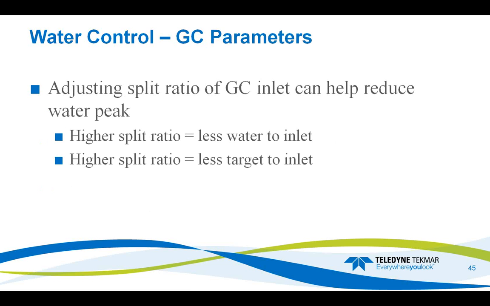Okay, controlling water on the GC side of things, we can adjust our split ratio. So a higher split ratio means more of that desorbing gas coming to the inlet is going to be blown off to vent. Less of it's going to go onto the column. So a higher split ratio means less water is going to go into the inlet onto the column. But it also means that less of our target compounds are going to go into the inlet as well. So we're going to be blowing some portion of those off also. So if we have our split ratio set too high, obviously we're going to start to lose analytical sensitivity. So we need to find that zone that gives us the best of both worlds.